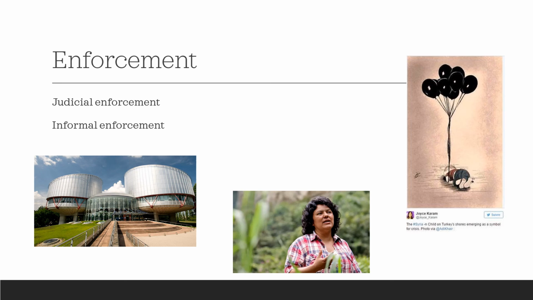How are human rights enforced? Well, we must make a distinction between the judicial enforcement and the informal enforcement of human rights. This distinction is a very big and wide distinction. Judicial enforcement is something very specific and precise. Informal enforcement is everything else. And this is a good distinction to make, because judicial enforcement would be the ideal.